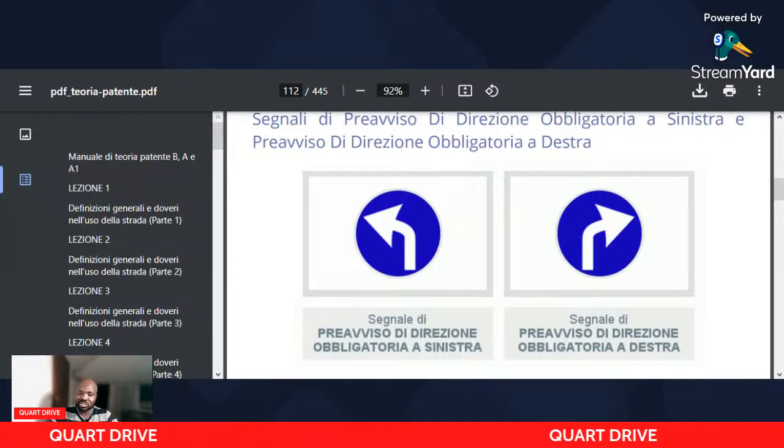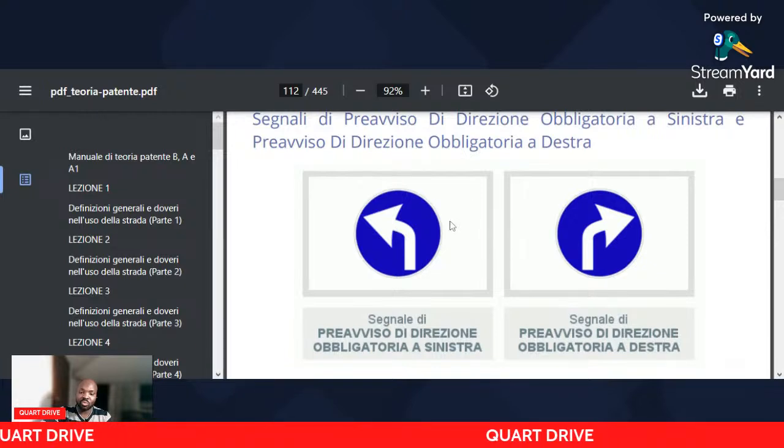But this one is different. This one is pre-aviso. This one is placed before you get to what? The junction, or the place where you have to bend or curve to. So the first one is what? Pre-avviso di direzione obbligatoria sinistra. And the second one is pre-avviso di direzione obbligatoria a destra.